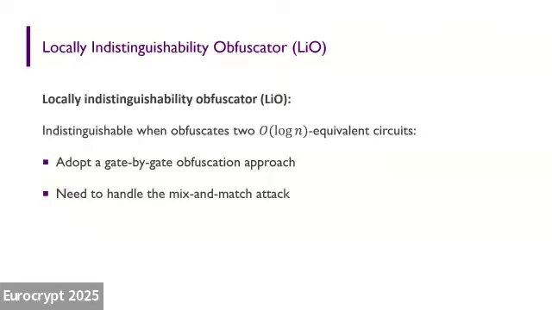From this concept, we will consider a weaker version of I/O called locally indistinguishability obfuscator, where we only require the outputs to be indistinguishable when obfuscating two O-log equivalent circuits. To instantiate LIO, we will adopt a gate-by-gate approach.